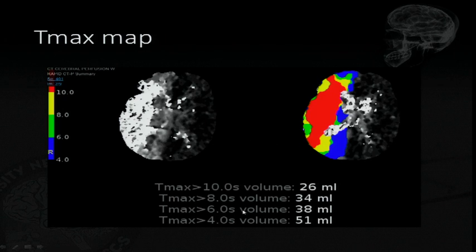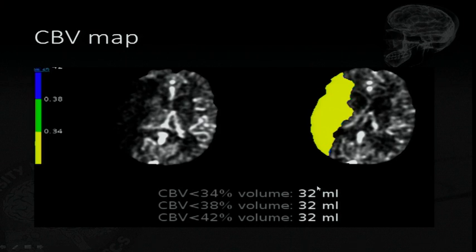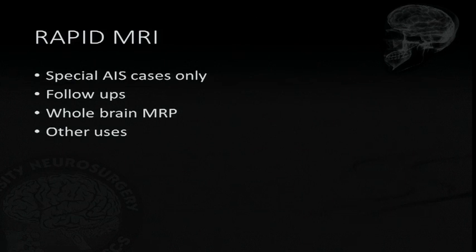Our Tmax also has different volumes. We're going to use more than 4 for chronic occlusions and more than 6 for a penumbra. More than 10 will probably infarct very rapidly. You'll get this cerebral blood volume map that we're not going to use, but you'll have it there.